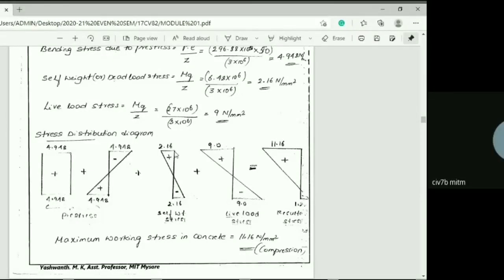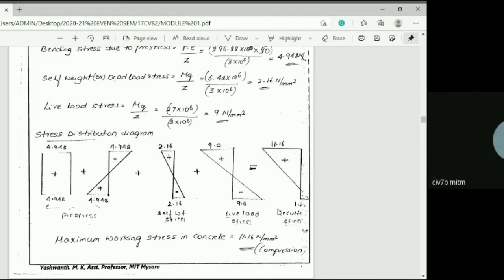Next, let me move to the dead load stress. Once again, draw the straight line. To my left, draw the positive line. To my right, draw the negative line. Draw the linear line. Why is it negative at the bottom? Why is it positive at the top? Why is it exactly opposite here? Because when the beam is subjected to external loads, tensile stresses will be developed at the bottom and compressive stresses will be developed at the top. Is it clear? And you can see, since it is 4.948, you reduce the distance a little bit. Next, live load stresses, 9 at the top and 9 at the bottom.